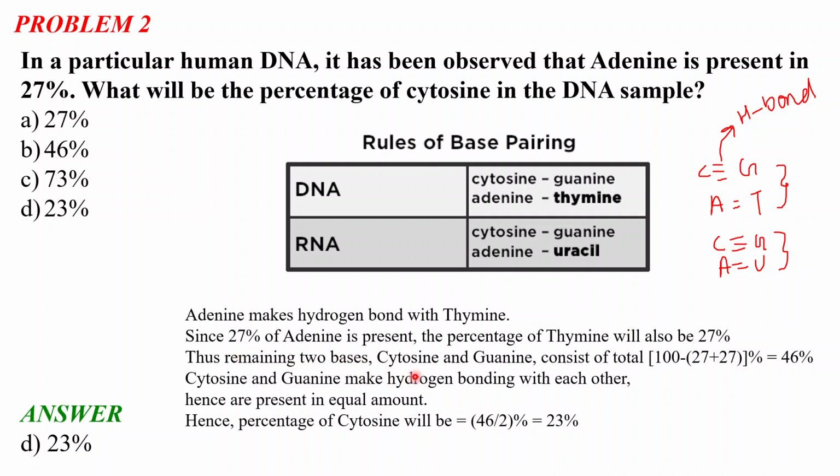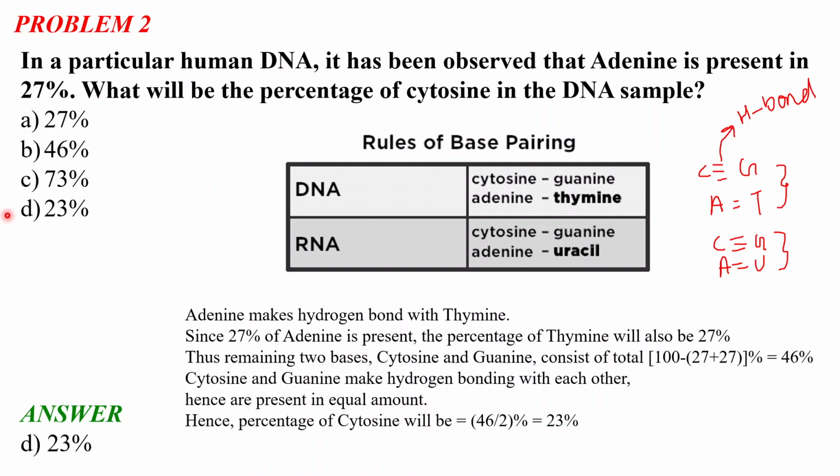Thus, the remaining two bases, cytosine and guanine, will consist of a total of 100 minus 27 plus 27, which means 46%. Since adenine and thymine together make around 54%, the remaining 46% belongs to guanine and cytosine. Now guanine and cytosine make hydrogen bonds with each other, hence they will be present in equal amounts. So the percentage of cytosine will be 46 divided by 2, which is 23%.